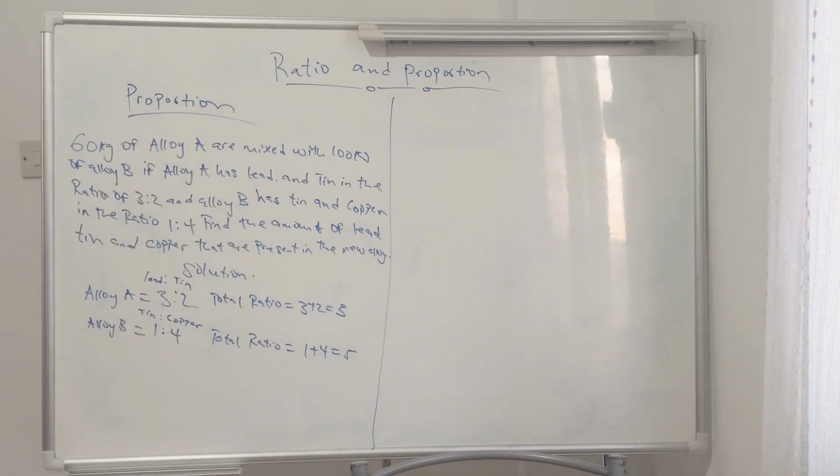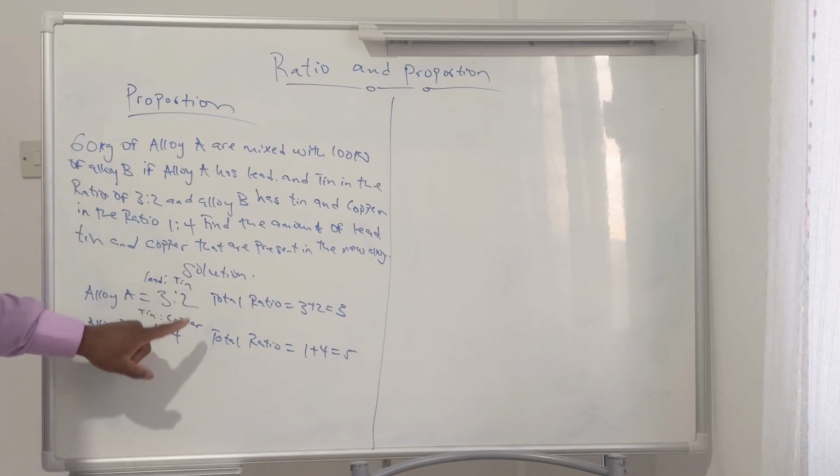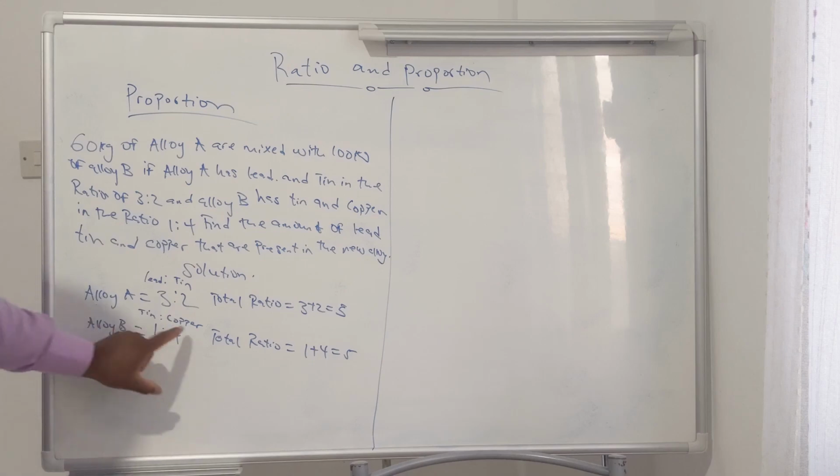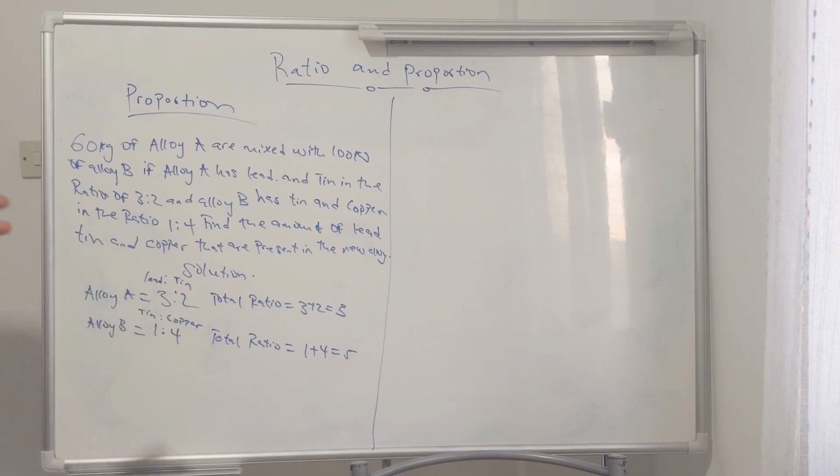Now remember, all these are not in the same proportion. You can't say that since this is tin and tin, we add 2 plus 1, 3. No, because the 2 here is deducted from the total 60 kg of alloy A, and this is from alloy B, so they will not be mixed. Everything will not be in the same proportion when you mix everything. So we should be very careful.